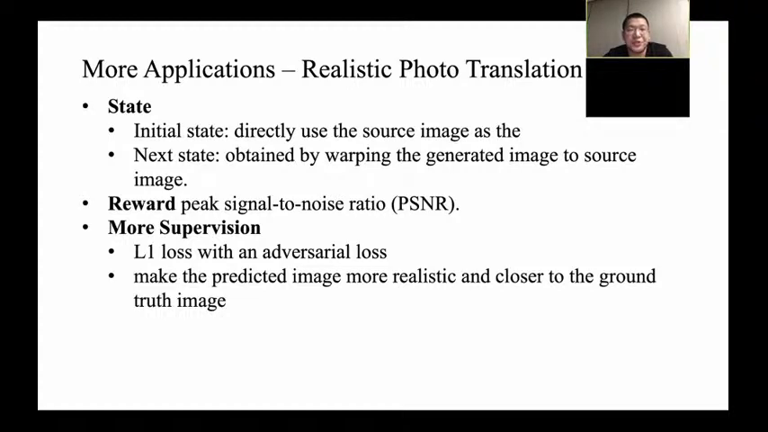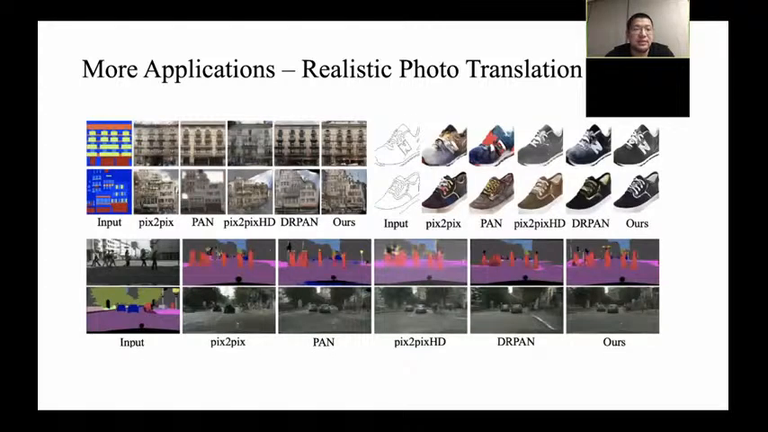This is for realistic photo translation. The initial state is just a source image, like a segmentation mask or edge image, and the next state is obtained by warping. So we translate the real image. This is the application. The input is a semantic mask, right? And the output is a real image.